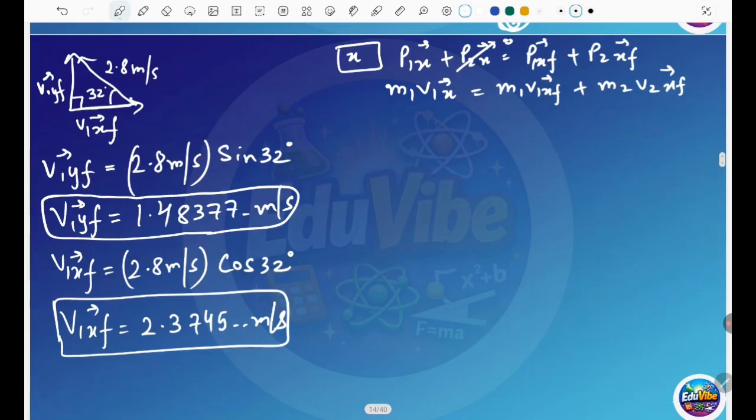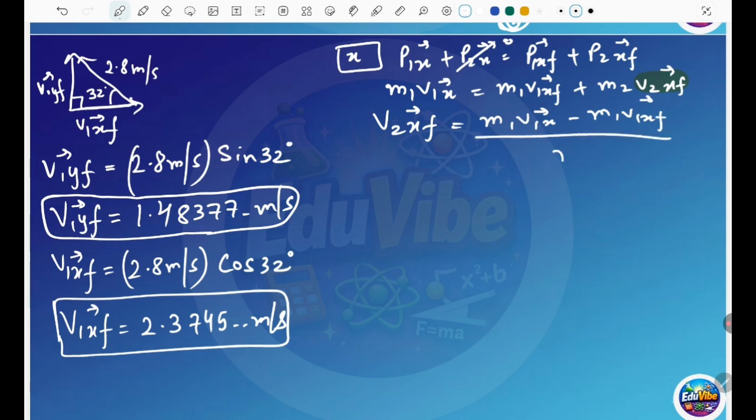From here, what do you have to find? We have to find V2H final, from pure V2, because we have to find the final one. So we have to find V2. So V2H final is equal to M1V1H minus M1V1H final, divided by M2.